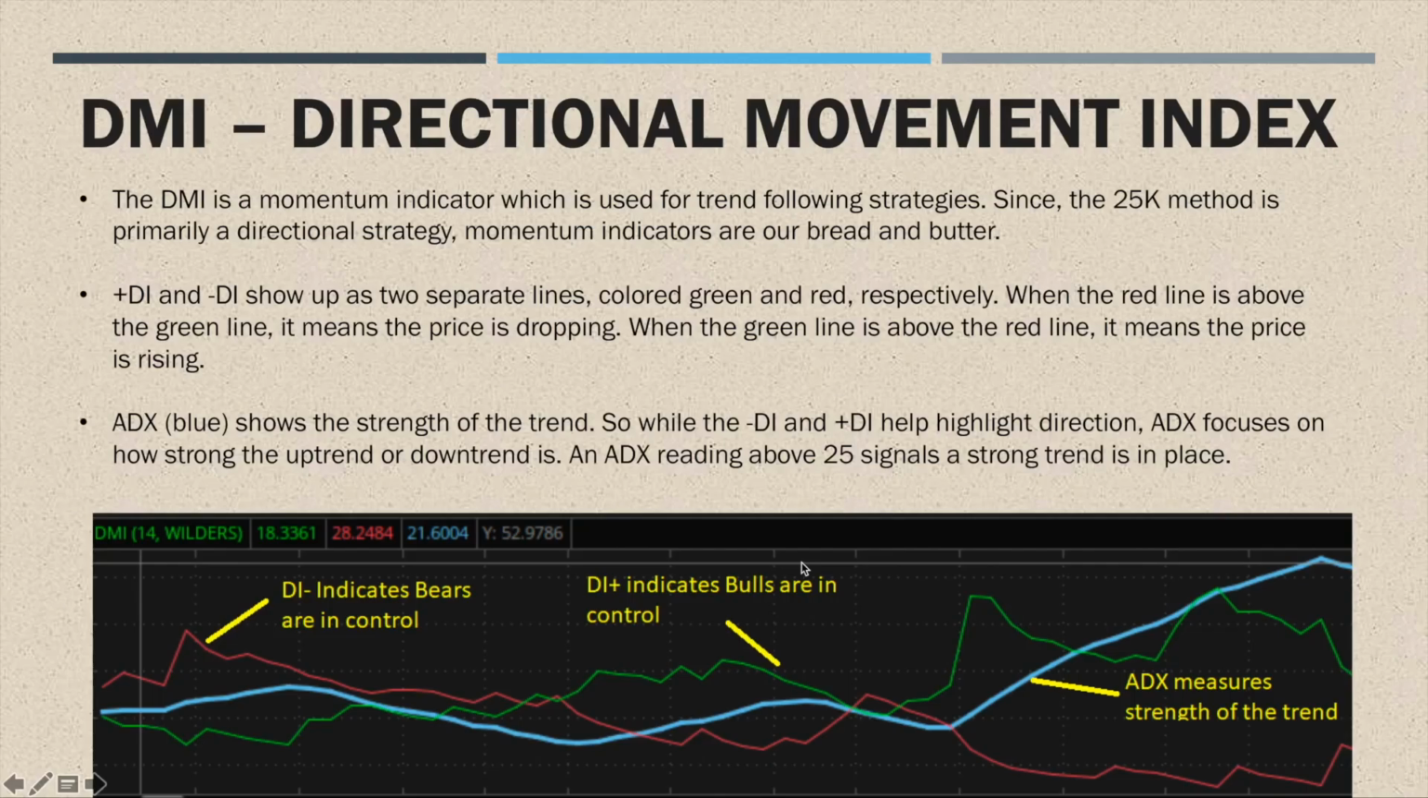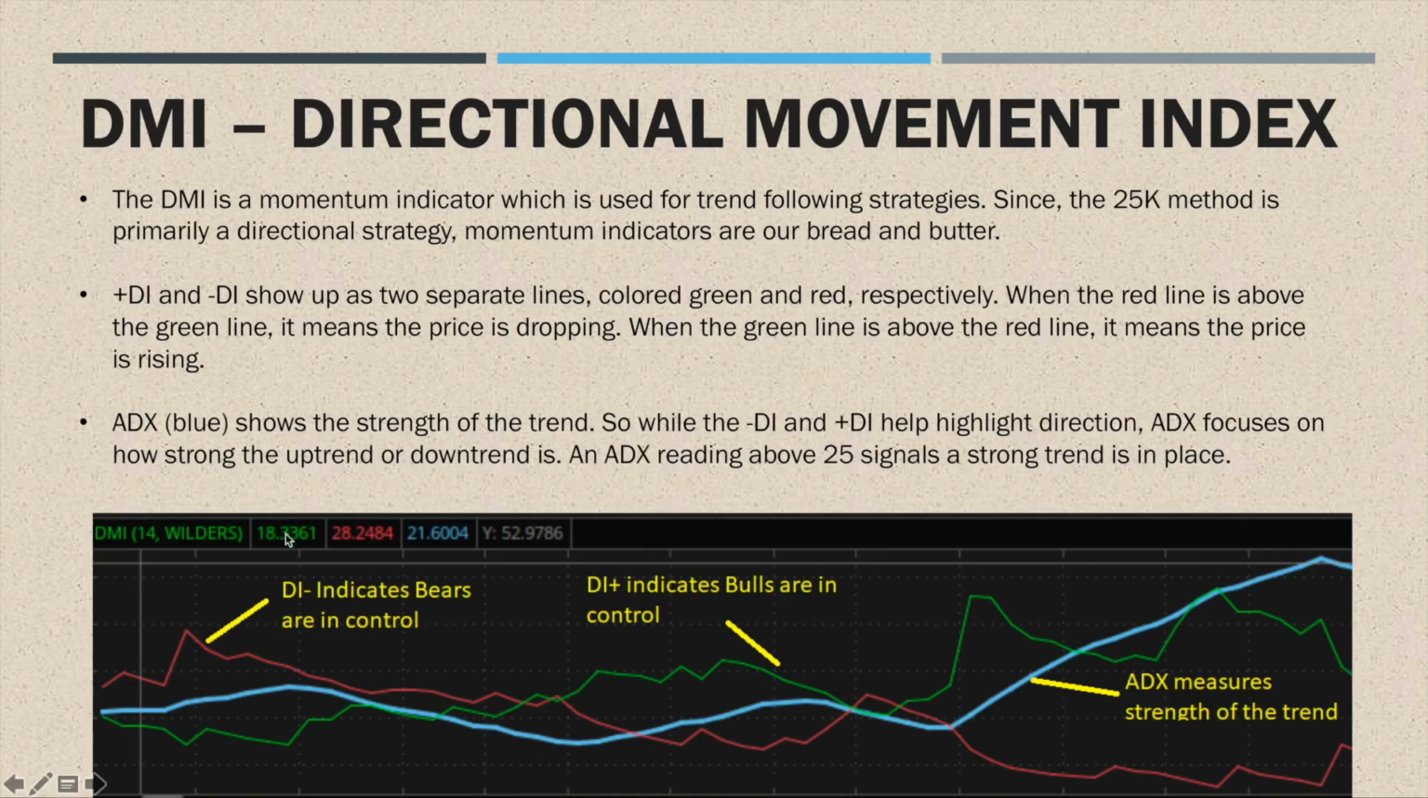So, DMI or the Directional Movement Index consists of three separate indicators. What you will notice is there is a center line which is blue here, which is called the ADX, and ADX basically measures the strength of the current trend. Whether the trend is bullish or bearish, it doesn't matter. It just shows you whether the current trend is strong or not and how strong it is.